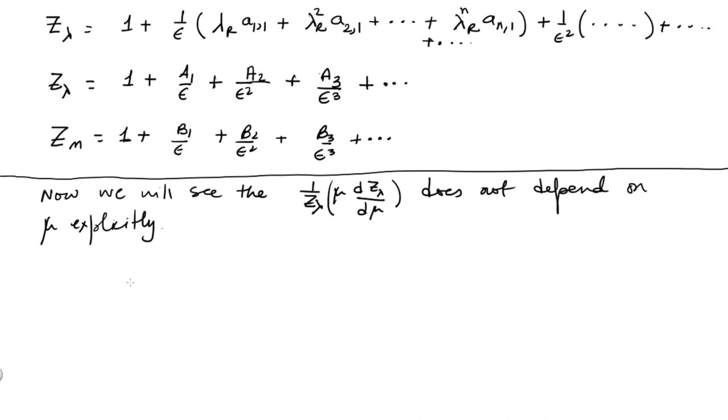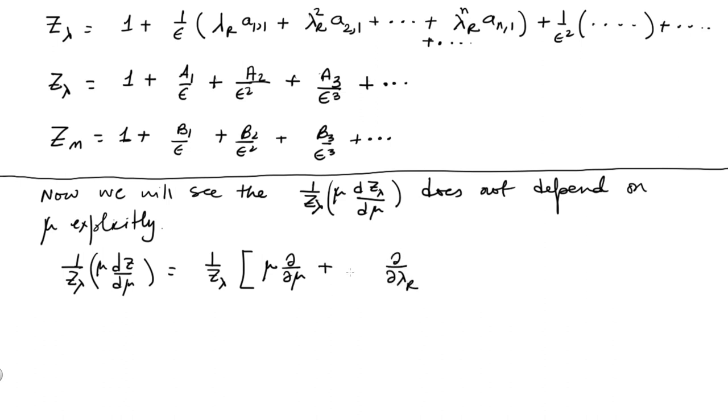Okay, so how do we see that? So 1 over z lambda times mu dz lambda over d mu. Okay, this is 1 over z lambda. And then let's write the total derivative as the partial derivatives. So mu del over del mu plus del over del lambda r times mu d lambda r over d mu, and that is what is called beta tilde.